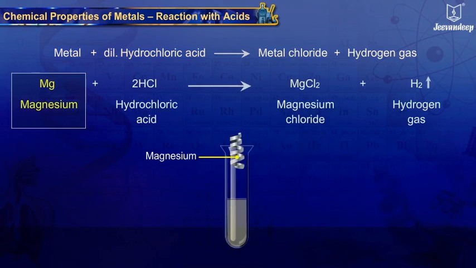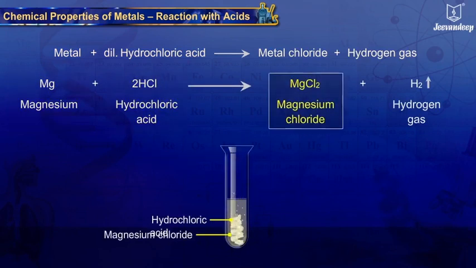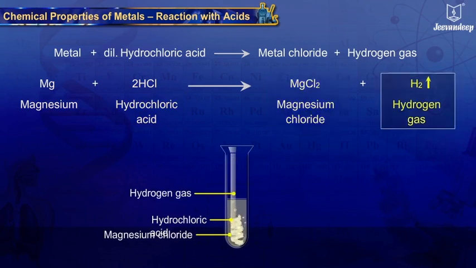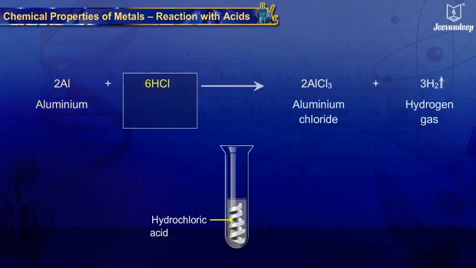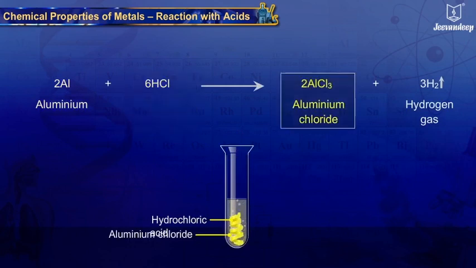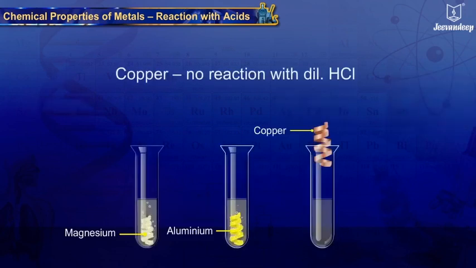Magnesium reacts with dilute hydrochloric acid to form magnesium chloride and liberate hydrogen gas. Aluminium reacts with dilute hydrochloric acid to form aluminium chloride and liberate hydrogen gas. Copper does not react with dilute hydrochloric acid.